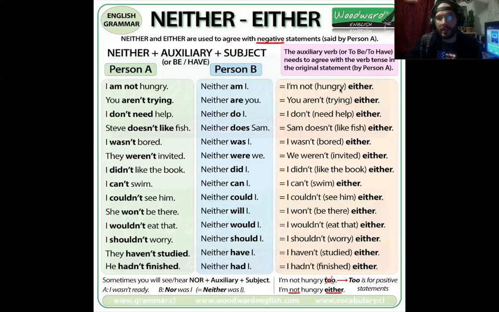So you see, it's not necessary to repeat it only because we know what we're talking about. Person A is talking about being hungry or not being hungry. So that's why it's not worth mentioning. It's not necessary. You can, and it's no big deal. I wasn't bored. I wasn't bored either. And one more for you. I can't swim. I can't either.